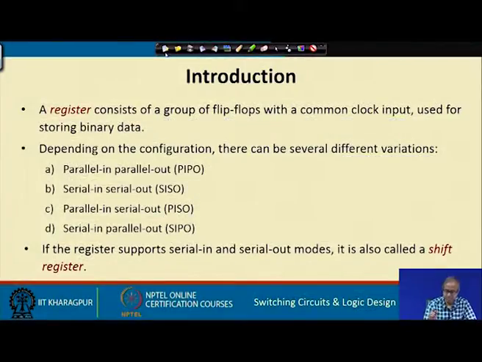Now, just one thing to remember: if the register is such that either or both of serial in and serial out modes are supported, which means I am talking about one of these 3, then we call it a shift register. A shift register is a special kind of register which supports either serial in or serial out or both of these. Fine. Now, let us look at these different types of registers one by one.